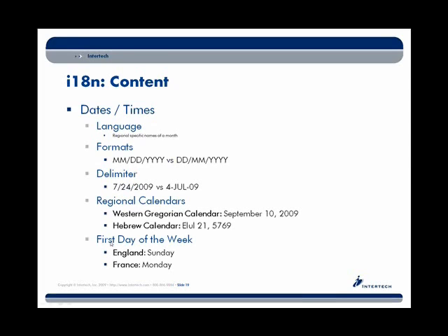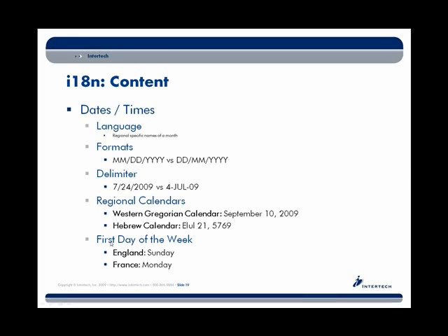As far as dates and times are concerned, again, we're going to want to pull these out because of the language. There may be regional specific names for a month. The format, sometimes some regions may have the month listed before the day, some may have the day listed before the month. What kind of delimiter is appropriate? A slash for some regions, a dash for others. There's even different regional calendars.